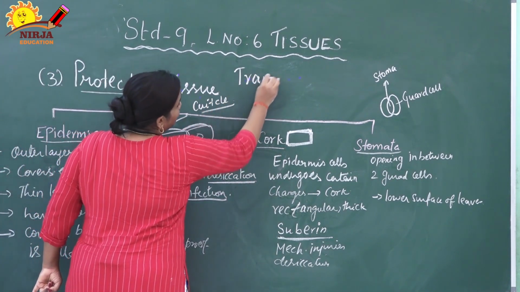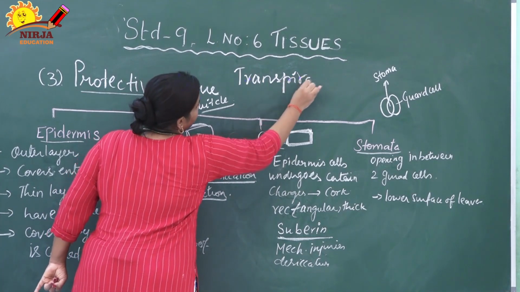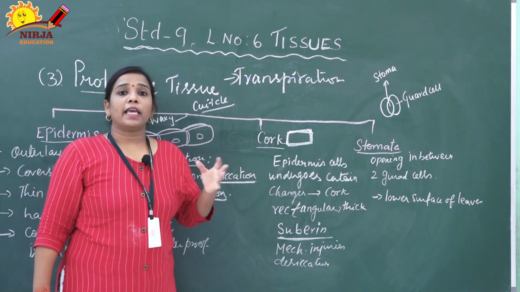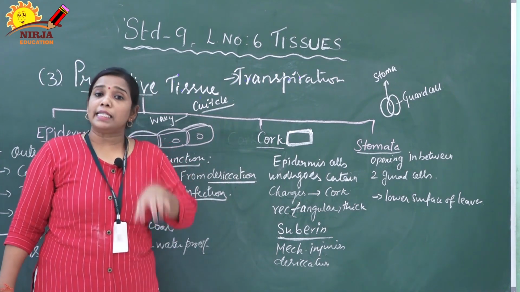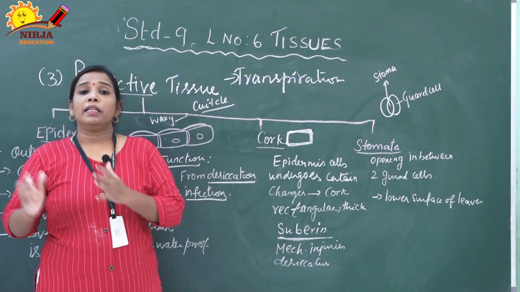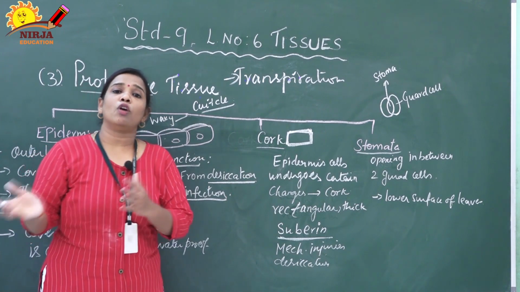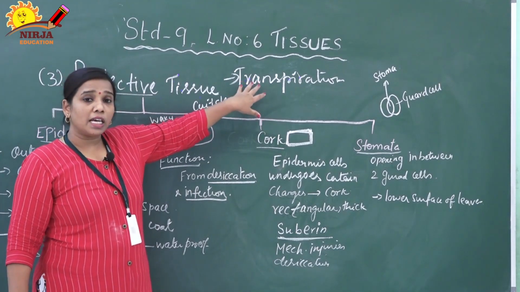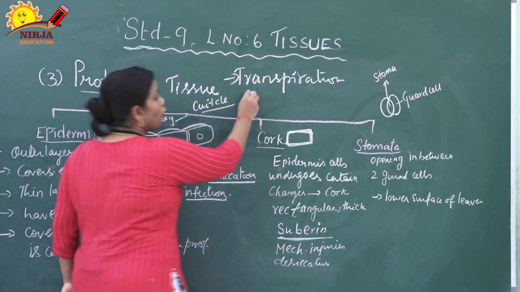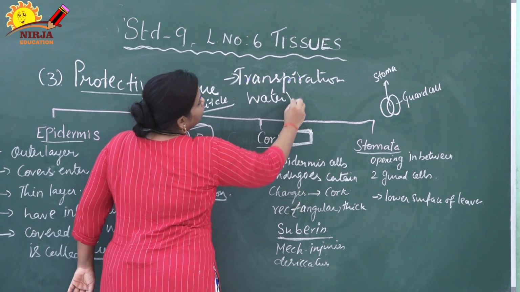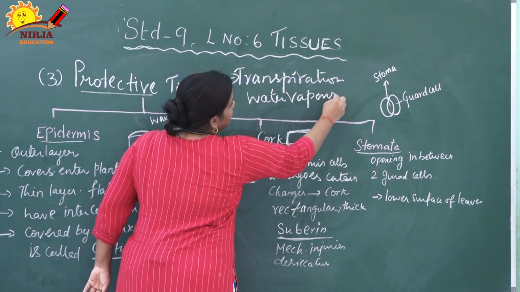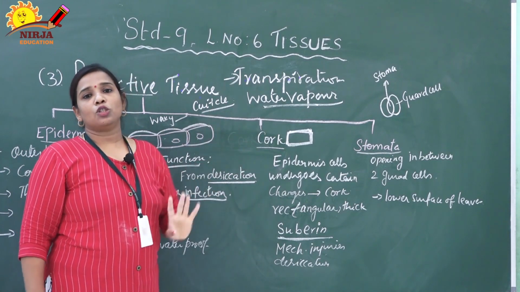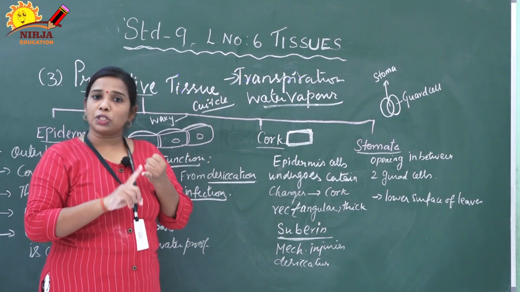What does transpiration mean? You will study it in detail next year. For now you should know what transpiration is. When an excess amount of water is present inside the plant body, a certain amount of water has to be released outside by the process called transpiration. Here the water is released in the form of water vapor. That process is called transpiration. This transpiration is done with the help of the stomata only. The first function is transpiration.